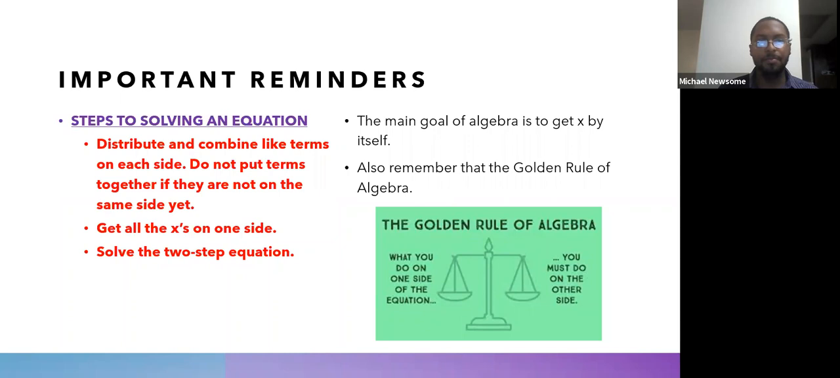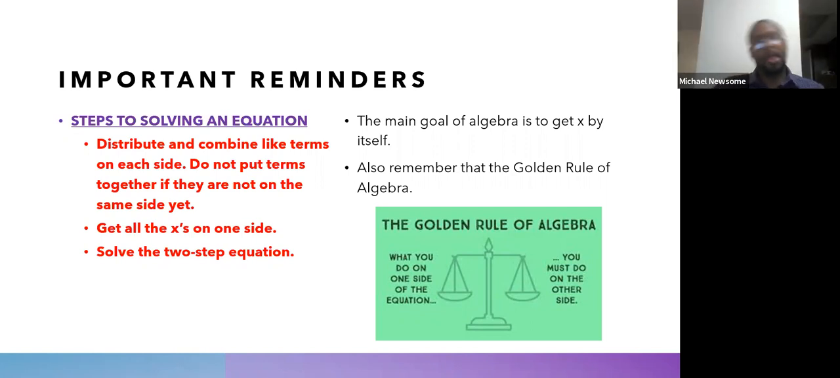All right. So here are some important reminders from before, if you're not familiar with them. These are the steps to solving an equation. First thing first, we distribute and combine like terms on each side. We do not put together terms if they're not on the same side yet. One of the things that students like to do is get a bunch of terms and jump the gun, skip steps, move stuff around. I have 2x over here, put it over there. I have 5x, put it here. And they do a lot of stuff.